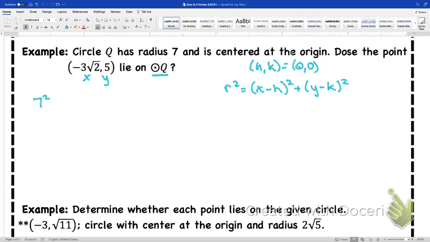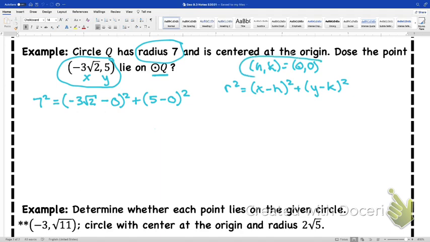So 7 squared equals x. What's x? Negative 3 square root of 2 minus, what's h? 0. 0 squared plus, what's y? 5. 5 minus 0, minus k, which is 0, squared. So I just took my x and my y, my r, and my h and my k. Whatever the h and k, I just plugged it in, right? So the left has to equal the right if it's on the circle, right?